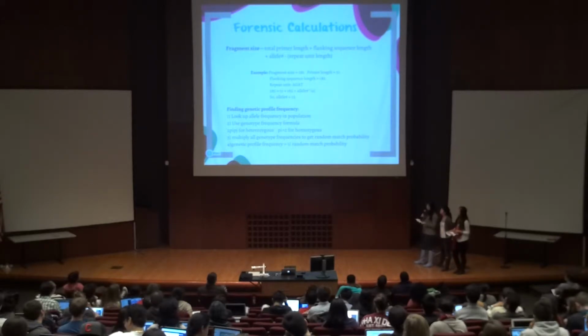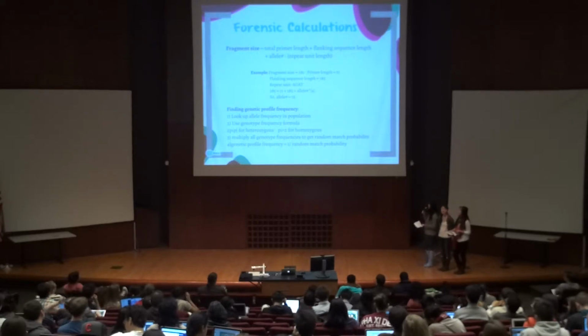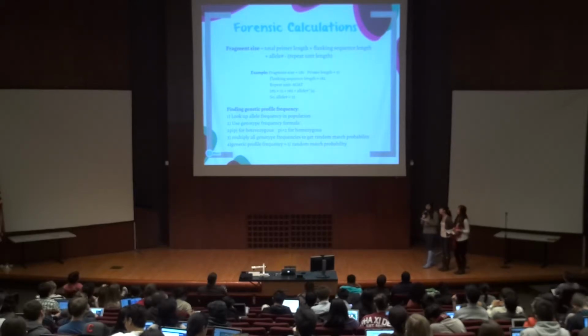Now, what do we do with these numbers? Each fragment size includes a flanking sequence, primer length, and base pair repeats. And this is the general formula. So for our example of 281, we are given the following information. From there, we just plug and chug the values, and we get an allele number.